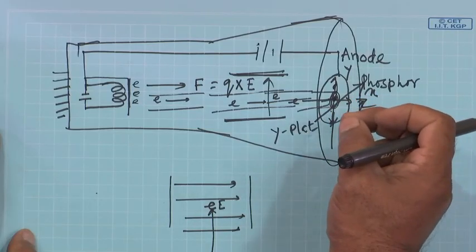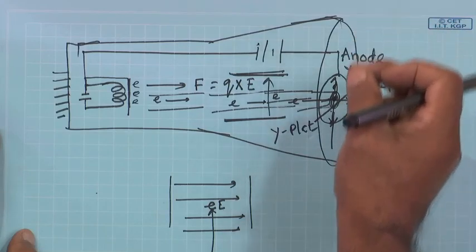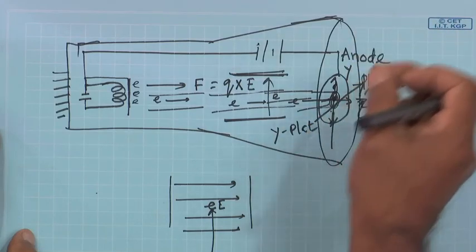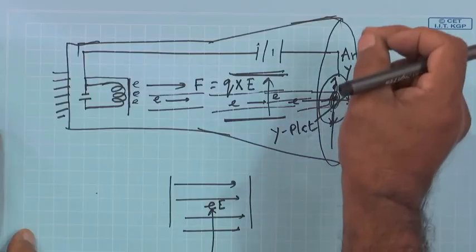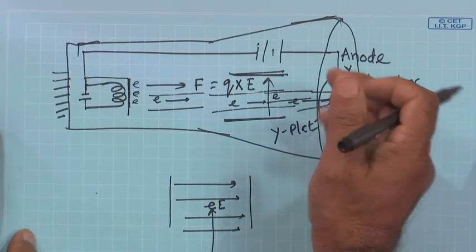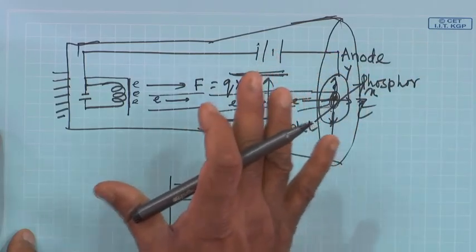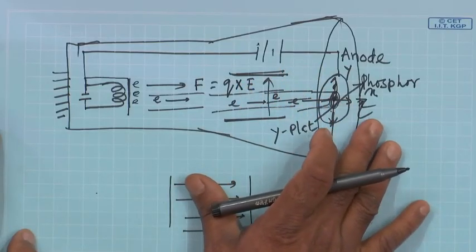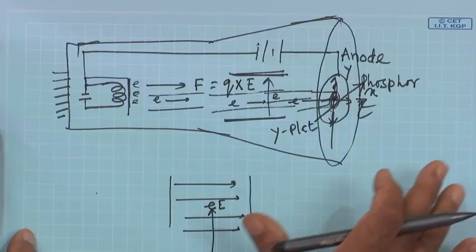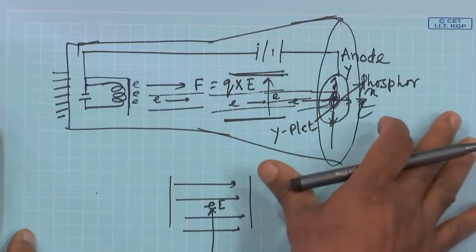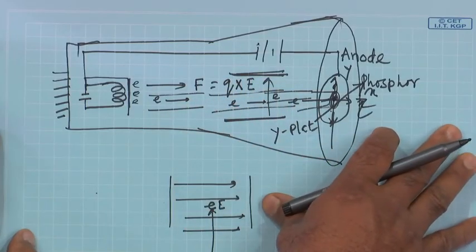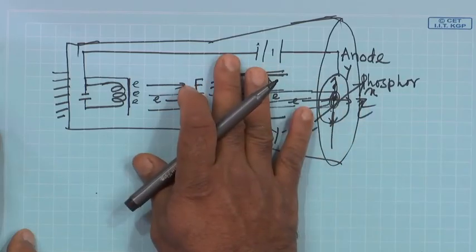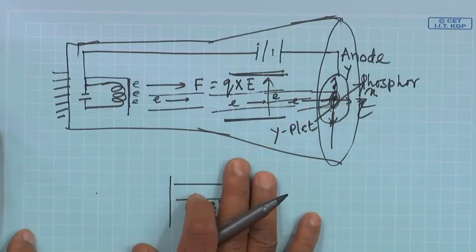Now, that spot can be moved along the x direction or along the y direction by applying an electric field in those directions. So, how are we applying the electric field? We are applying it using a capacitor, using metal plates.